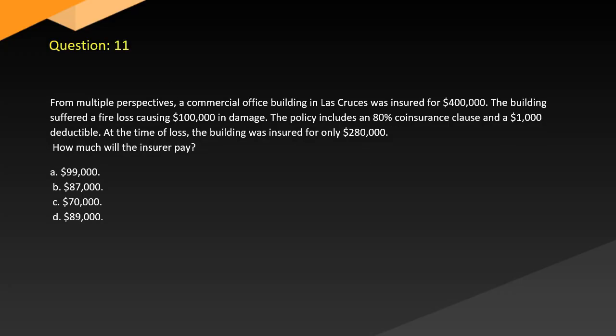Question 11. From multiple perspectives, a commercial office building in Las Cruces was insured for $400,000. The building suffered a fire loss causing $100,000 in damage. The policy includes an 80% coinsurance clause and a $1,000 deductible. At the time of loss, the building was insured for only $280,000. How much will the insurer pay? A. $99,000. B. $87,000. C. $70,000. D. $89,000.